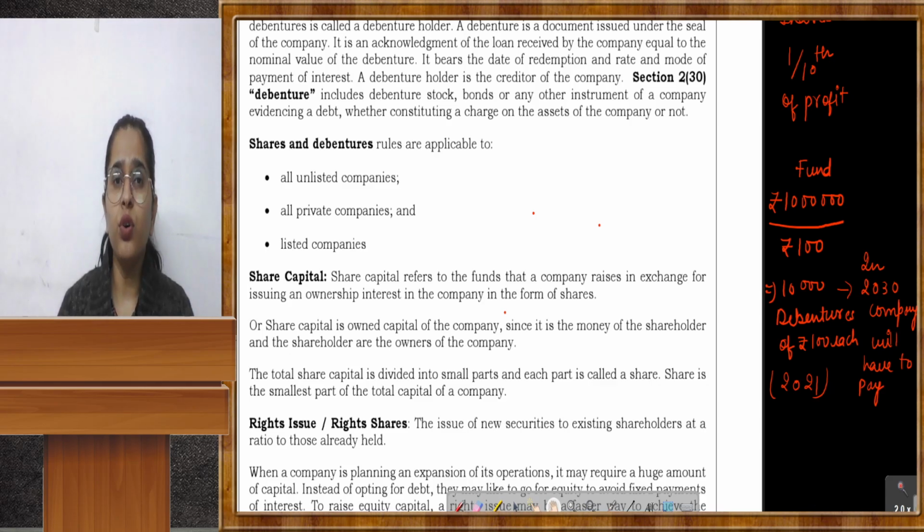And how do they do so? By listing themselves on the stock exchange. So people go and buy the shares of companies like Reliance Jio, Paytm, and ITC. All these are public companies whose shares are easily available on the stock exchange.